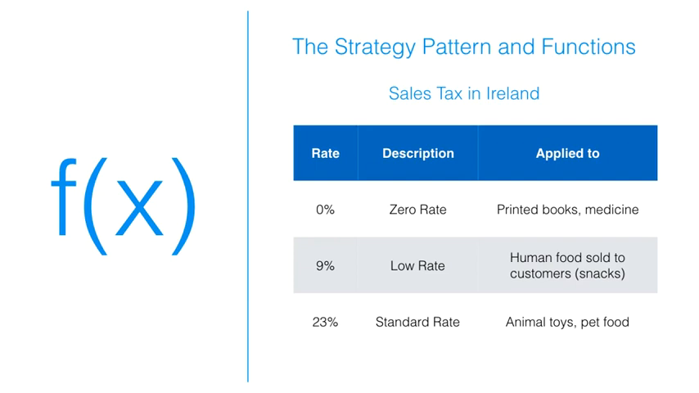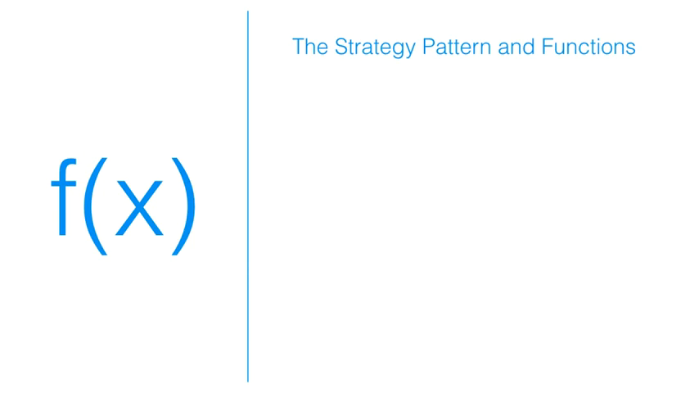We could have also the 9% rate, the low rate. If we sell a packet of crisps, that would be rated at 9%. And for most things, for pet food, for animal toys, we have the standard rate of 23%. Now let's see how we could do this in code.